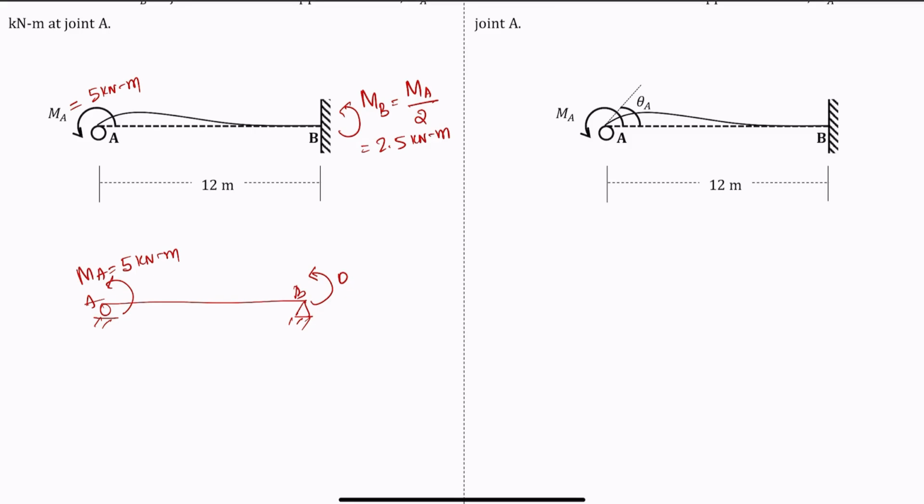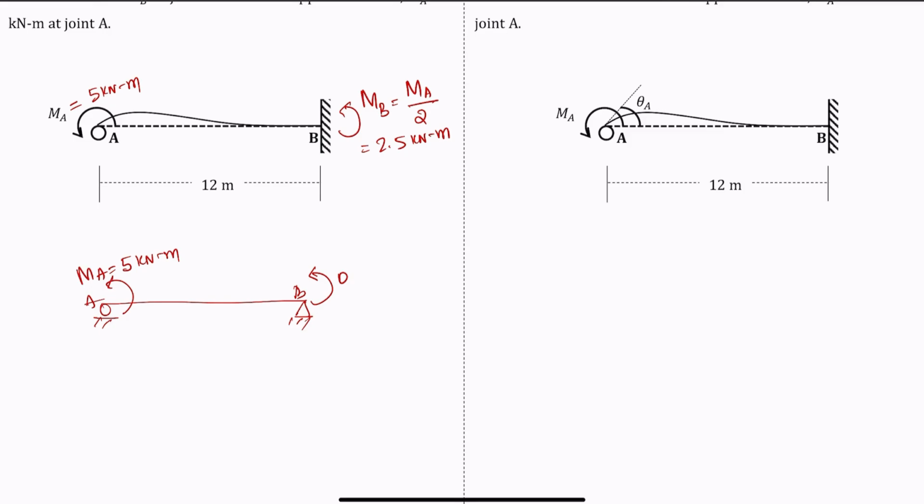So please make sure that you look at what kind of end support it is. If it is a fixed support, then half of that moment will be carried over to joint B, and if joint B is a pin support, then the moment will be equal to 0.